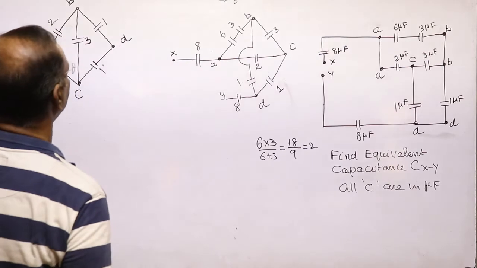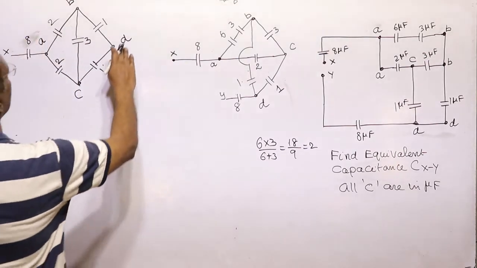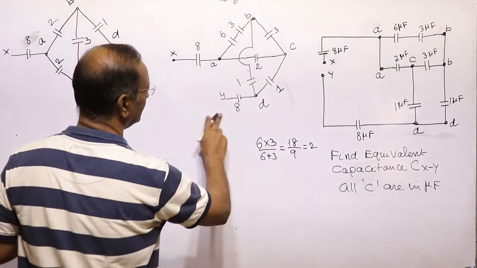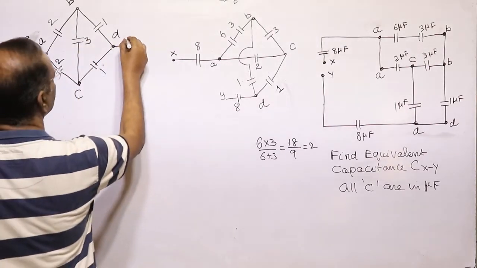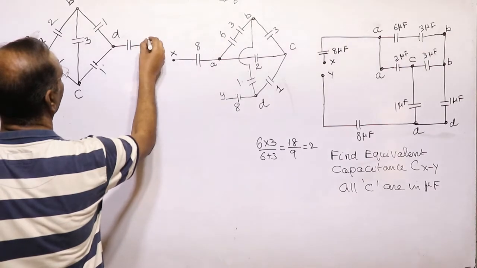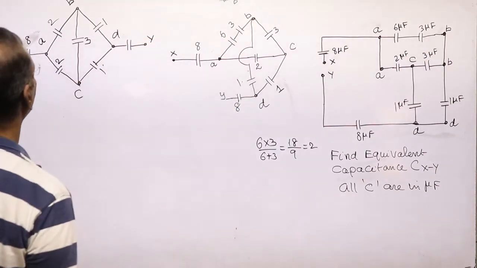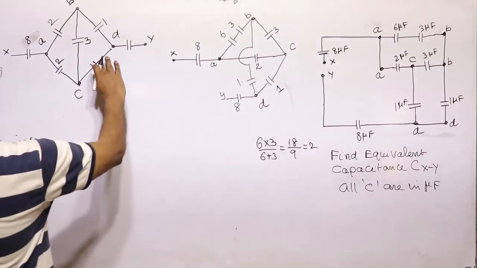Then from D, is there anything? Yes. From D there is one more connection. This is 8 microfarad and this is Y. From D this one. So we have formed the Wheatstone bridge.